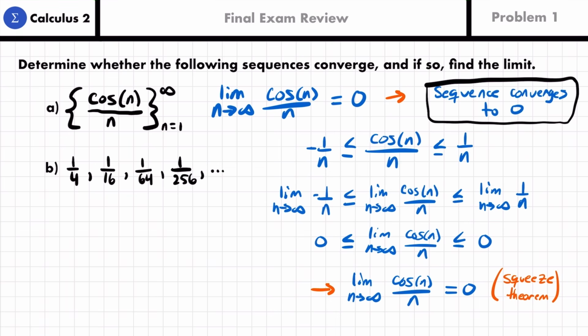But now what about part B? We have a different sequence here. This time we're just given the terms of the sequence. We don't have it written out using this notation. So our approach here will be a little bit different.